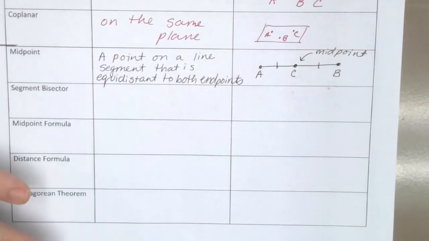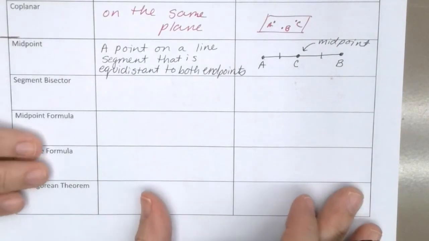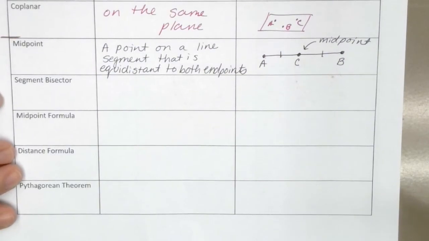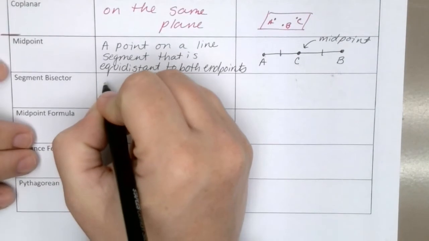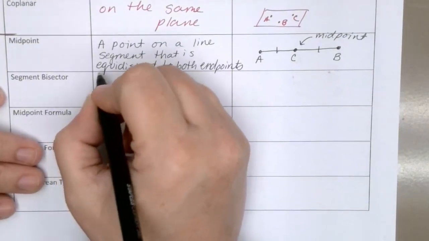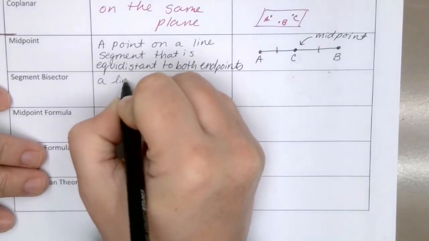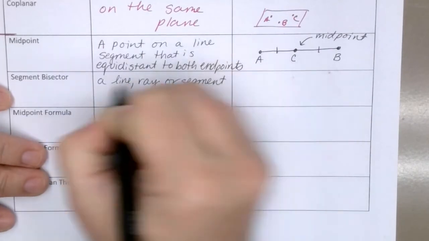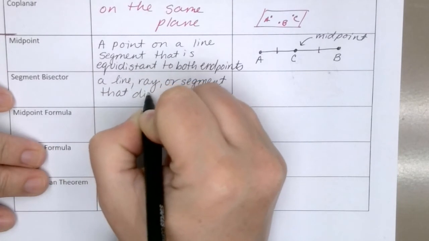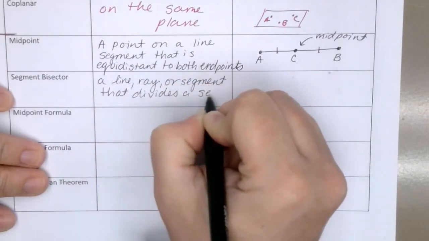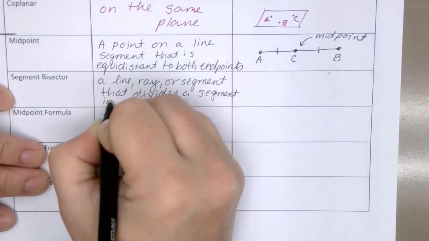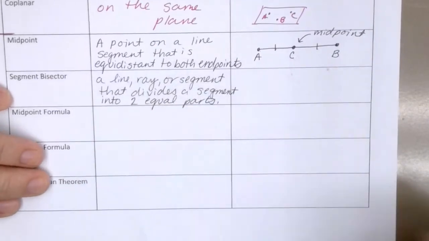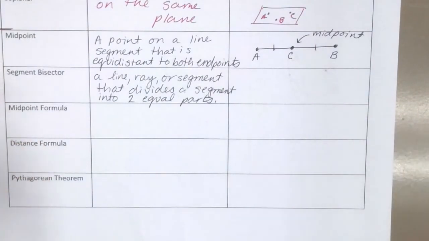All right, my next one. A segment bisector. A segment bisector is a line, ray, or segment that divides a segment into two equal parts. So I'll give you a minute to write that, and then I'll explain it to you.